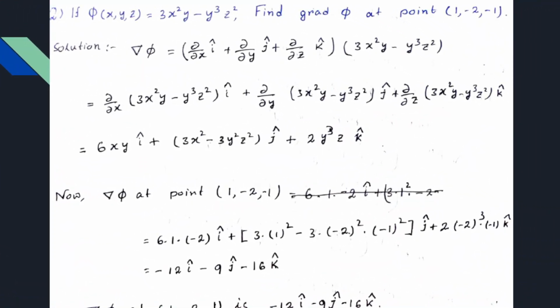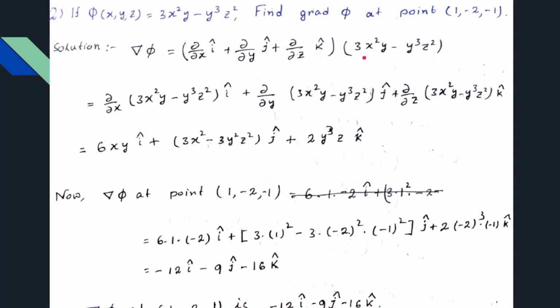Let's solve another problem and end with this. A scalar function phi of x, y, z is given as 3x square y minus y cube z square. Find the gradient of phi at this point. This is also a very nice problem. The first thing is to find the gradient, grad phi, which can be written as the nabla operator acting on 3x square y minus y cube z square.